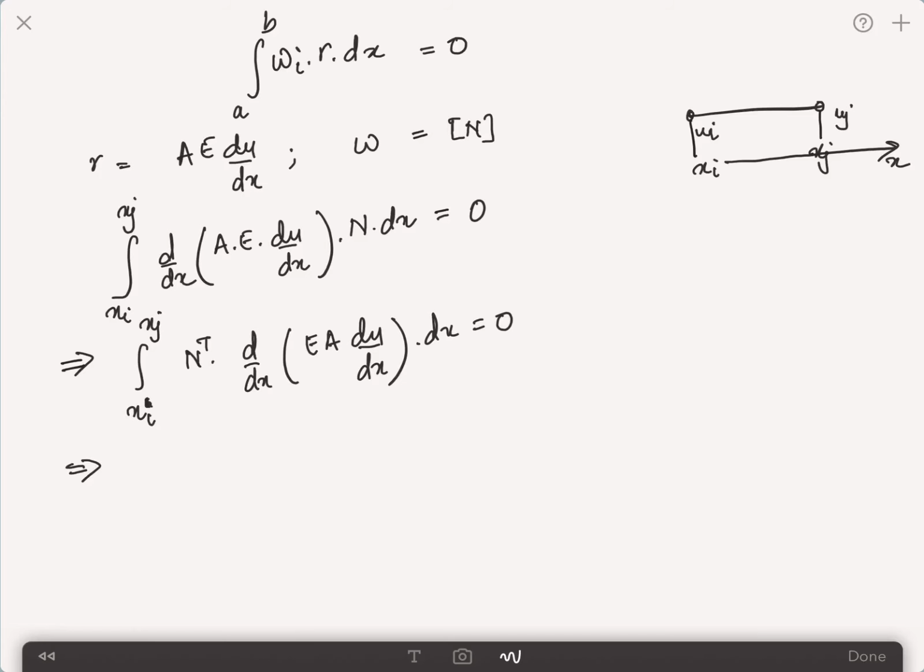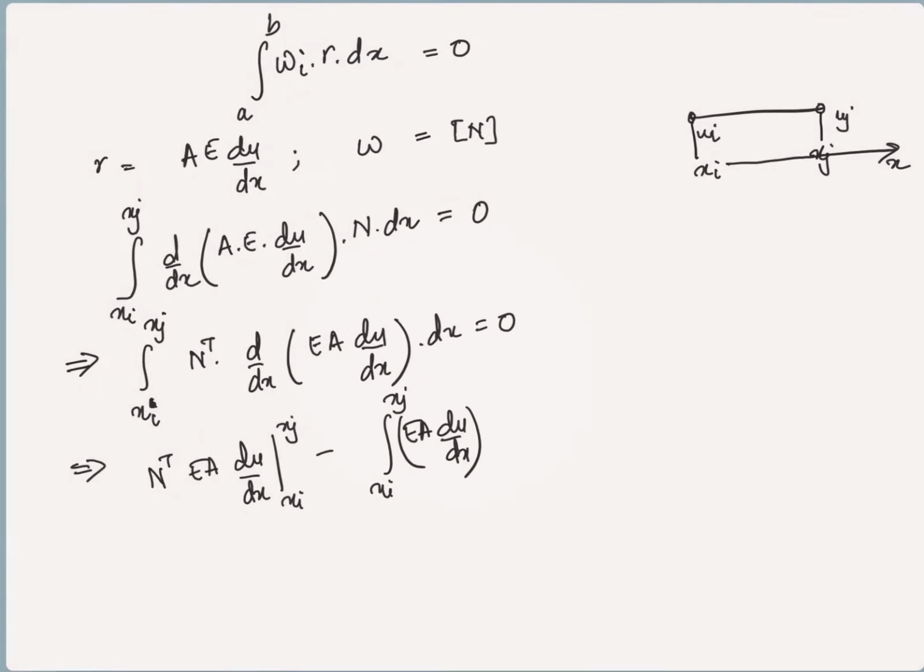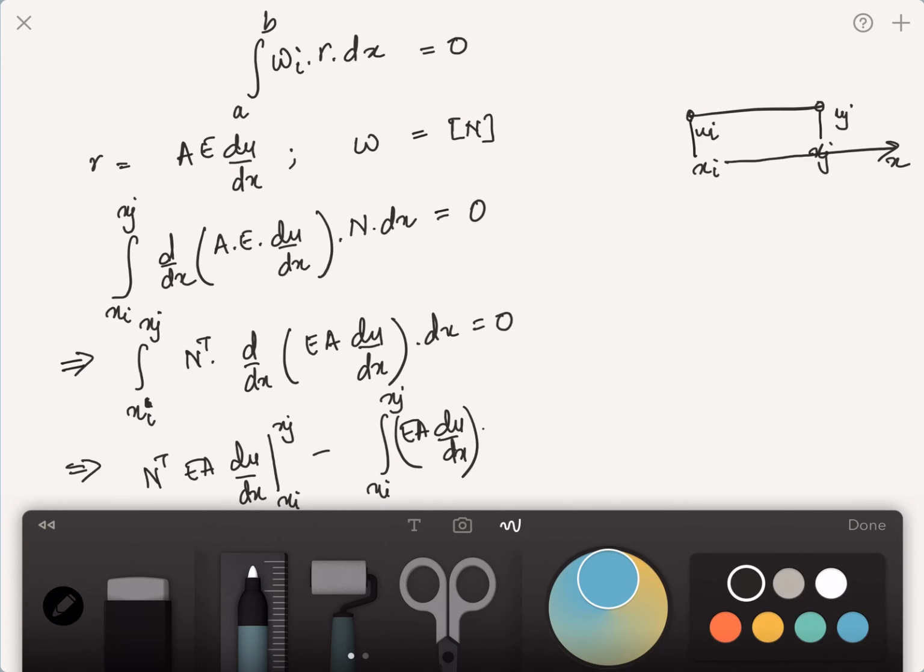So if I'm going to integrate it by parts, I will be left with n transpose EA du dx, which has to be filled in for xi to xj, minus the integral of xi to xj EA du dx, because I can integrate this part already in the integration by parts, and differentiate the other part, which is n transpose dx, is equal to 0.